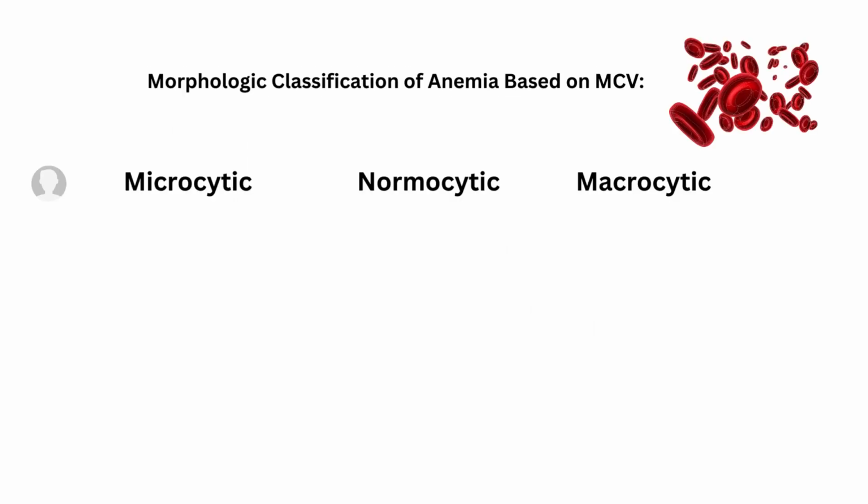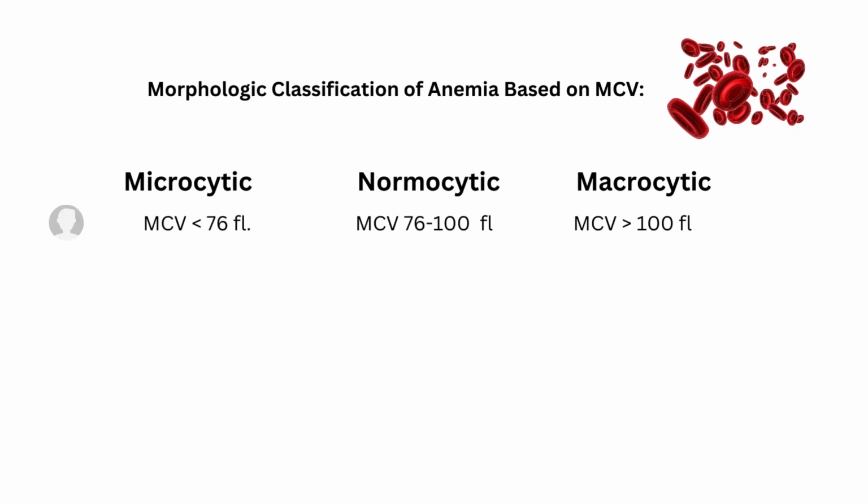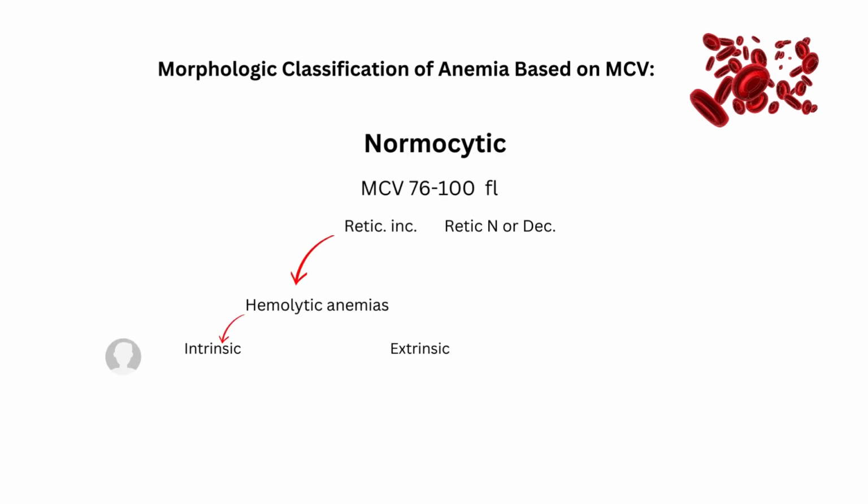There are several ways to classify anemias, but a very nice, clean way is to classify the anemias based on the patient's MCV: microcytic, normocytic, and macrocytic. And we're going to use the ASCP ranges of 76 to 100 femtoliters. So looking at normocytic, you want to see the retic count, is it increased or decreased or normal? And if it's increased, this points to a hemolytic anemia. And there are intrinsic and extrinsic hemolytic anemias.